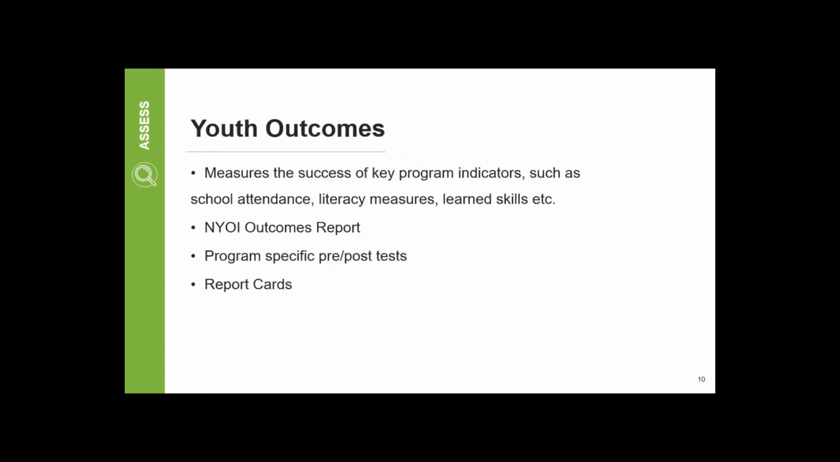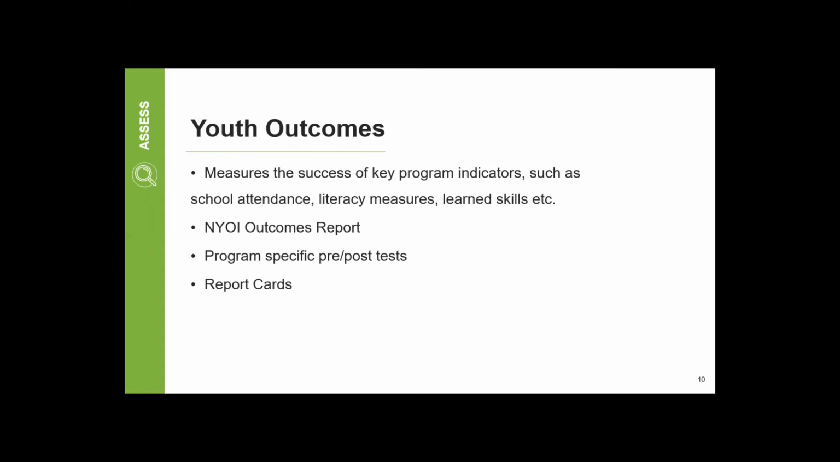This is often what we put on grant reports, on funding proposals. And what it does is measure the success of key program indicators. So oftentimes we see clubs talking about how much success they've had in increasing school attendance. Maybe you have a literacy program that measures learned skills. What are youth getting out of coming to your club? Most often we see clubs get this information from their NYOI outcomes report that talks about school attendance, about exercise, about whether or not they plan to go on to college and career. It's that sort of thing.